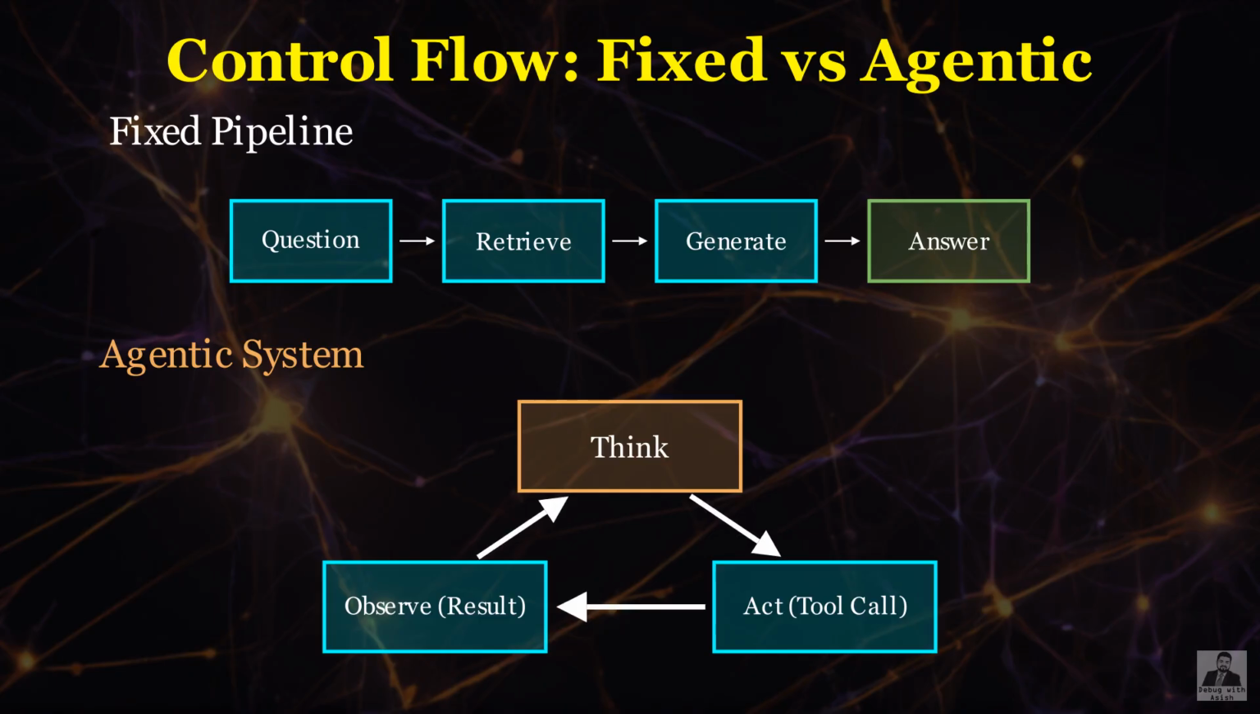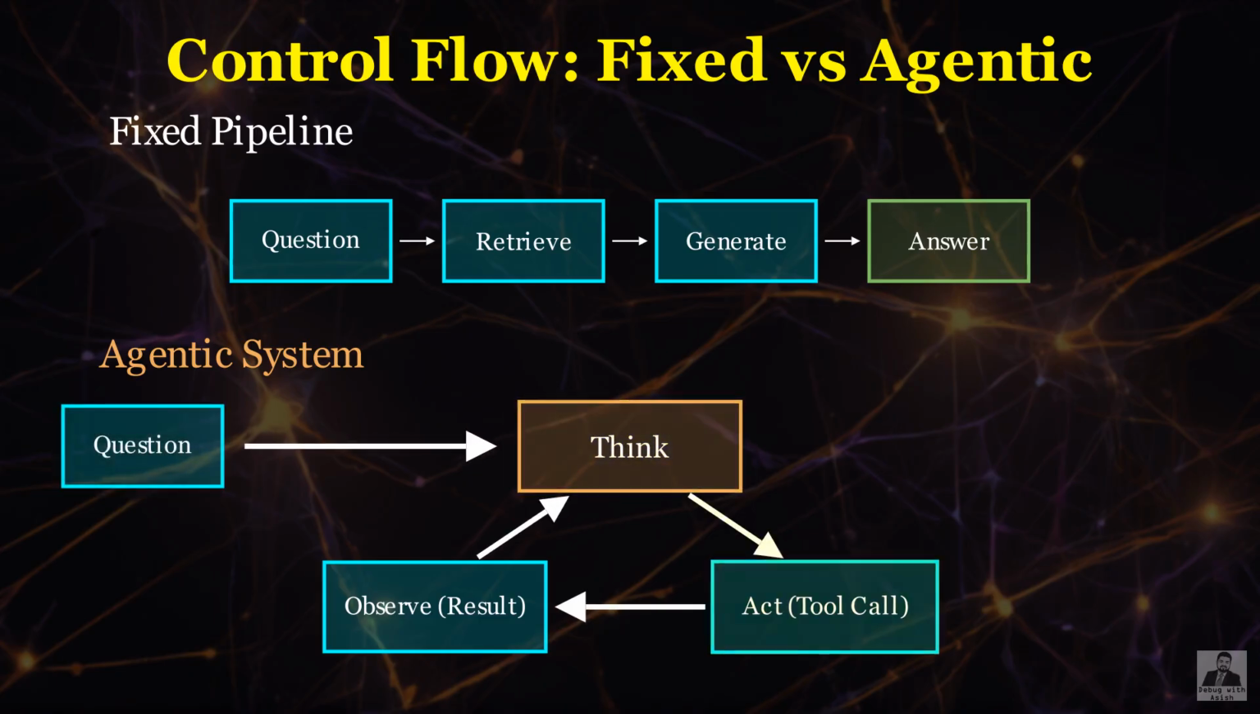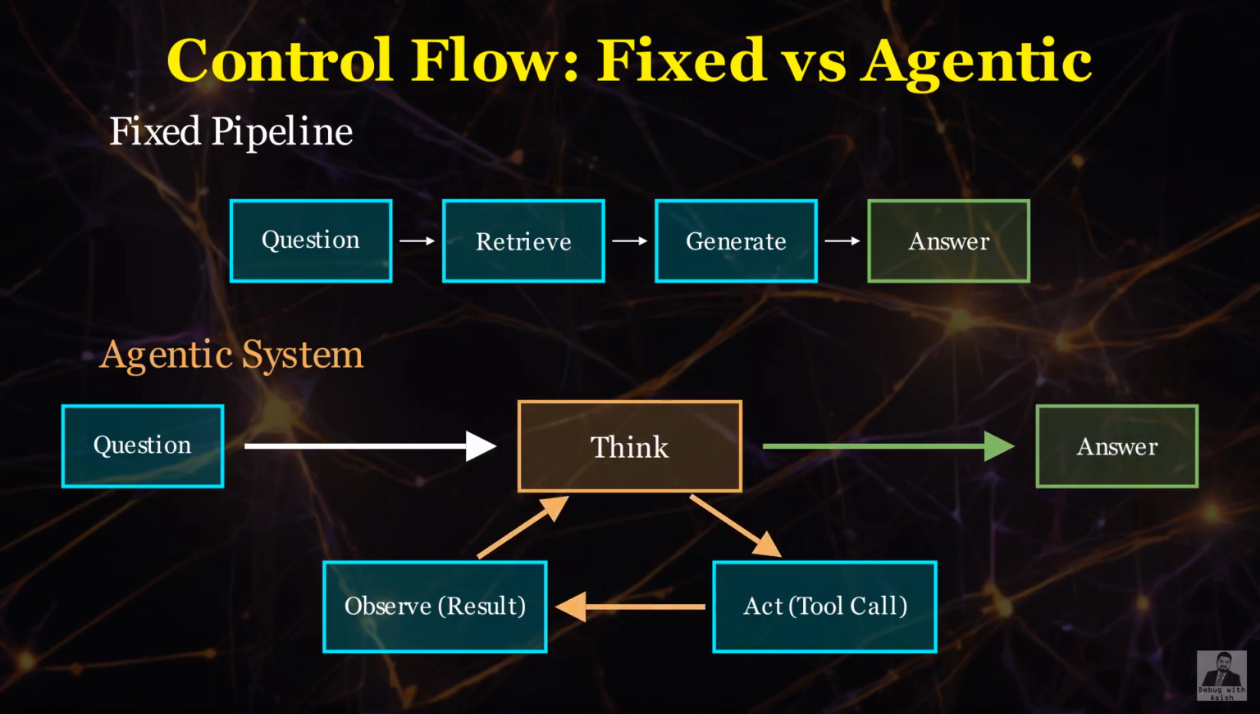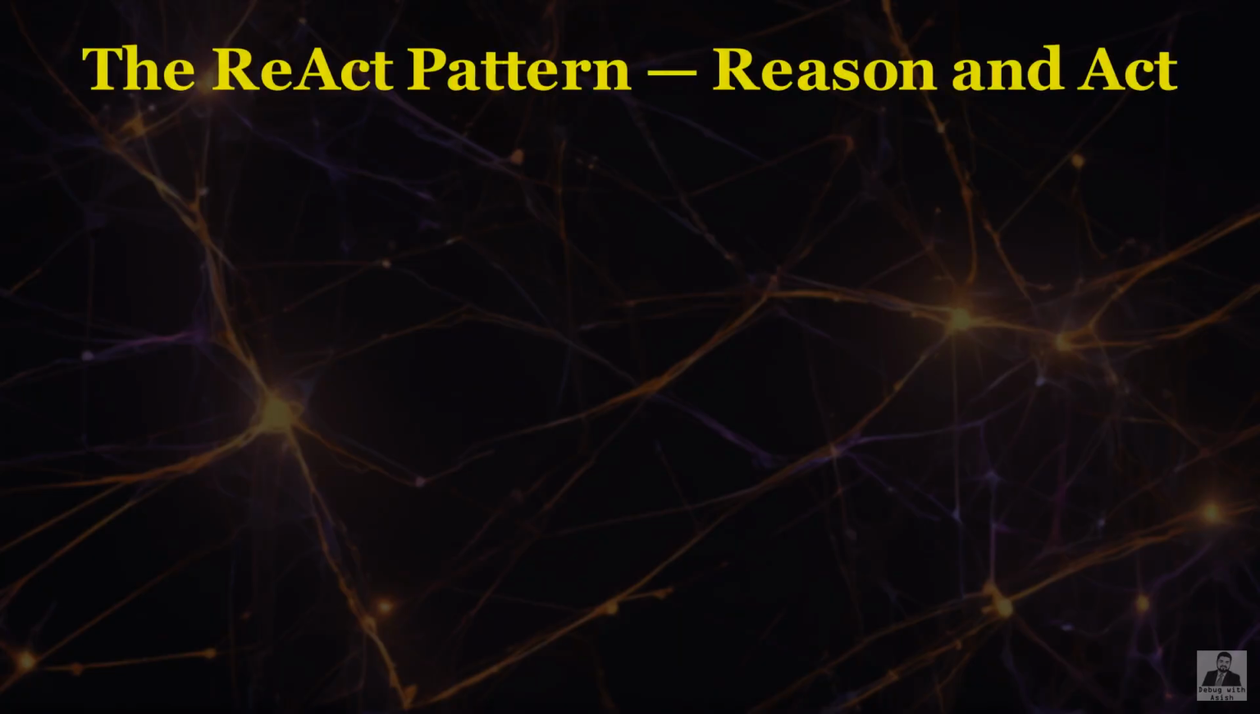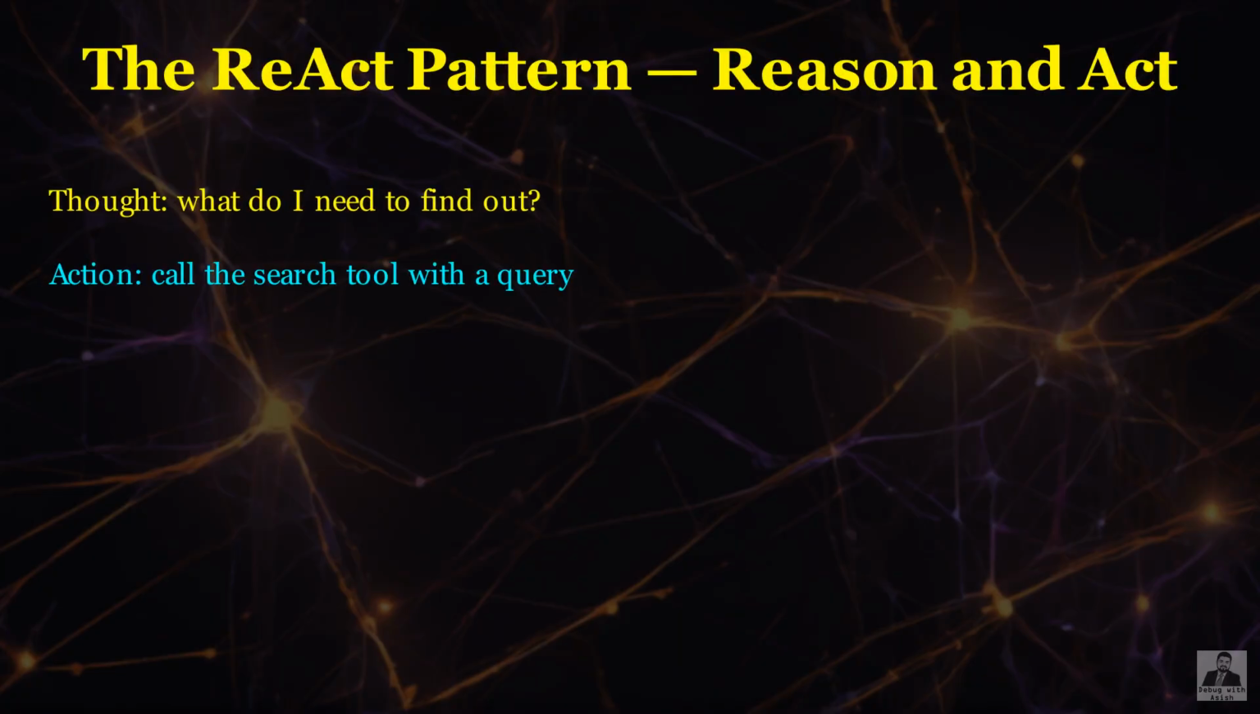A fixed pipeline always runs the same steps in the same order. An agentic system runs a think, act, observe loop. The model thinks about what it needs, calls a tool to retrieve information, observes the result, and decides whether to answer or search again with a refined query. This loop continues until the model decides it has enough information. For simple questions, the loop runs once. For complex multi-part questions, it might run 3 or 4 times.